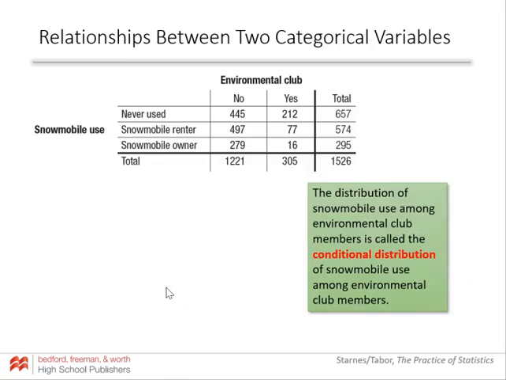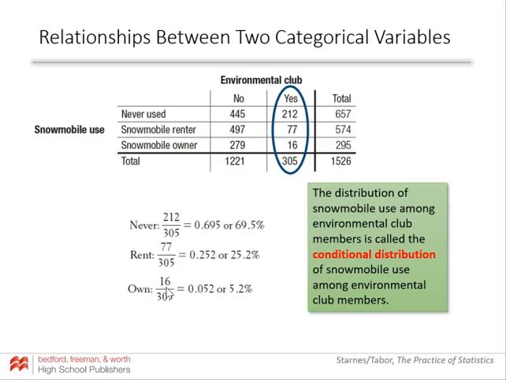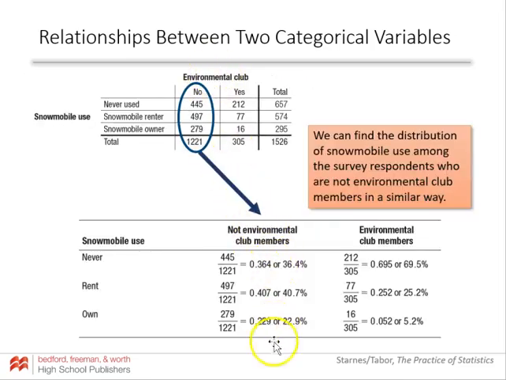All right, and then we also have what's called a conditional distribution, and that's where we list out all of the percentages or relative frequencies for each answer. So if I want the conditional distribution of snowmobile use among environmental club members, I'm looking at all the members and what are the 3 possibilities: never, renter, or owner, and I'm going to find all 3 of those percentages. That is called a conditional distribution. We could do the same thing for not environmental club members.